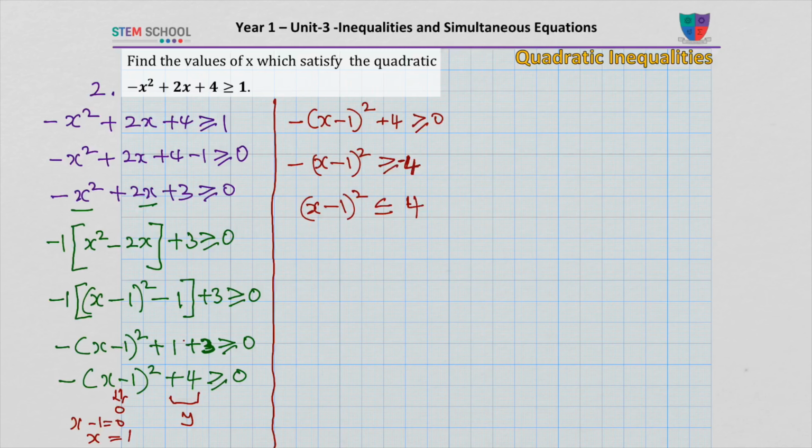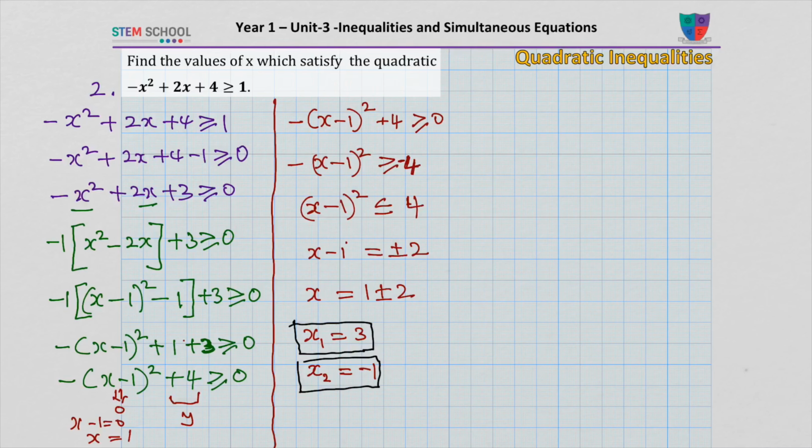Now I need to square root both sides. So I get x minus 1 equal to plus or minus 2, because the square root of 4 is 2. Therefore, x will be equal to 1 plus or minus 2, which implies that x1 equals 1 plus 2, which is 3, and the second value, x2, will be equal to 1 minus 2, which is minus 1. So the roots that we need are x equals 3 and minus 1.